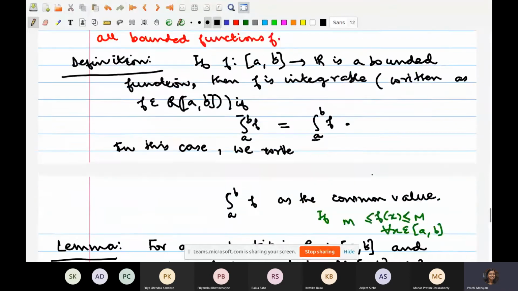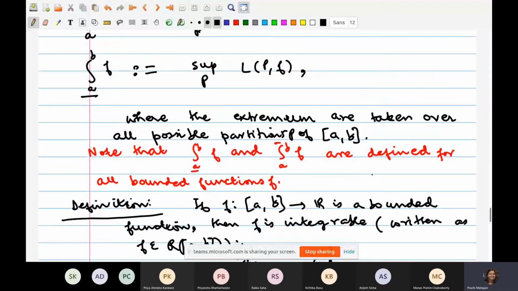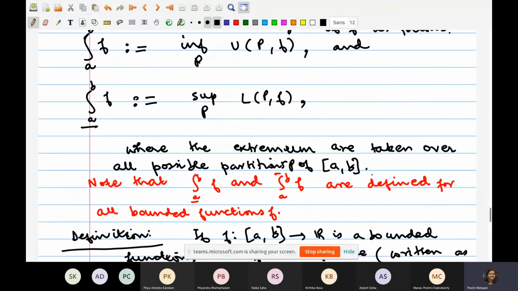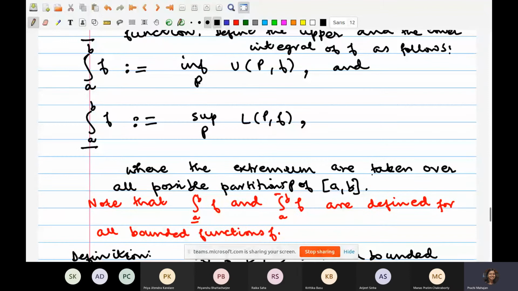So remember, what is the lower integral? The lower integral is the supremum over the lower sums, and the upper integral is the infimum over the upper sums, where the infimum and the supremum respectively are taken over all possible partitions of the interval AB. Correct?